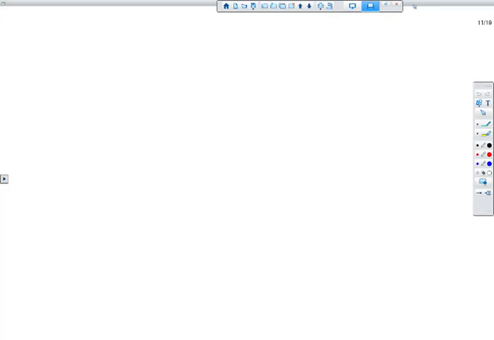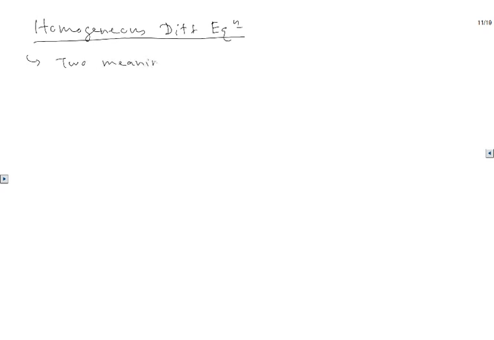So this is the second type under the substitution method. We call this the homogeneous differential equation. In differential equations, there are two meanings for homogeneous differential equations. So this is the one type, and then we can talk about another homogeneous differential equation later in the next chapter actually.